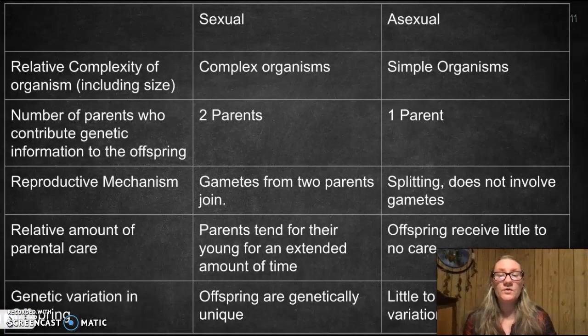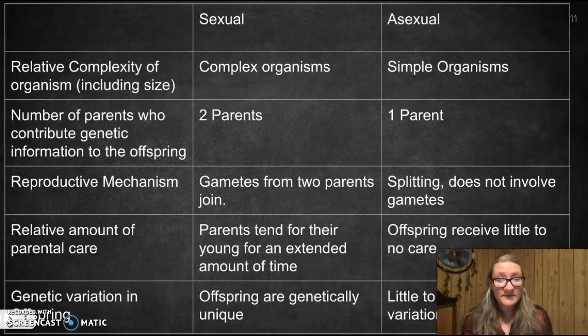Okay, and then moving on to asexual reproduction. Asexual reproduction is involved in very simple organisms. These are very small organisms that do not typically have multiple limbs. Asexual reproduction also only has one parent.